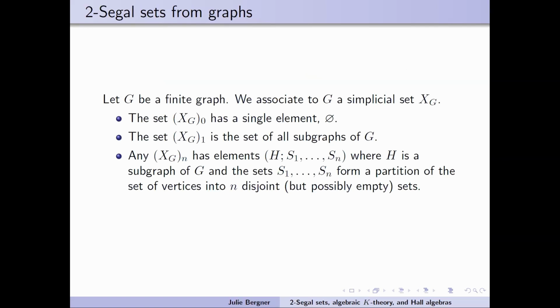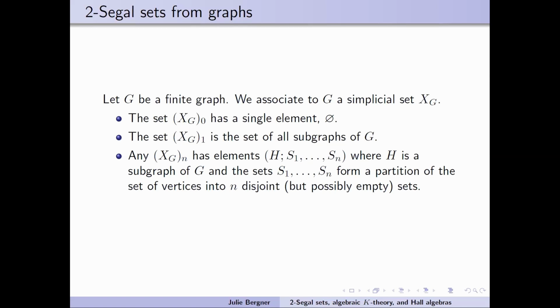So these are going to be 2-Segal sets that come from graphs. Let G be a finite graph, so just a collection of vertices and edges. And we're going to associate to it a simplicial set that we'll call X sub G. This is going to have a single zero simplex, which we denote by the empty set. The set of one-simplices will be all the subgraphs of G. So the empty subgraph is the degenerate element. That's why we want to give that name to the single zero simplex.